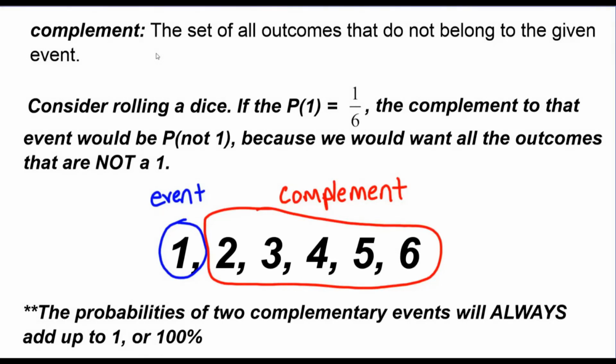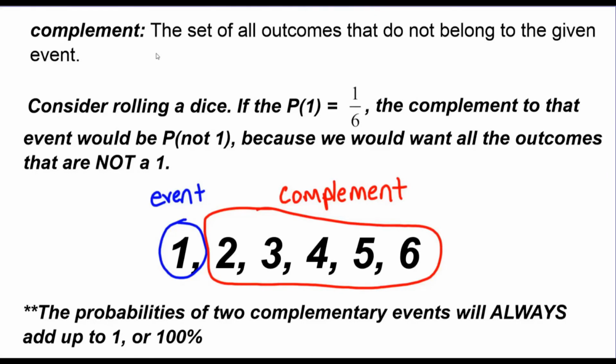So looking at the sample space, 1, 2, 3, 4, 5, 6, the event was rolling a 1, so I have that circled. The complement would be all of the outcomes that do not belong to that event. So anything that is not a 1 would be the complement. So that includes a 2, a 3, a 4, a 5, or a 6. So the probability of the complement, or not rolling a 1, would be the other 5 outcomes out of the 6.